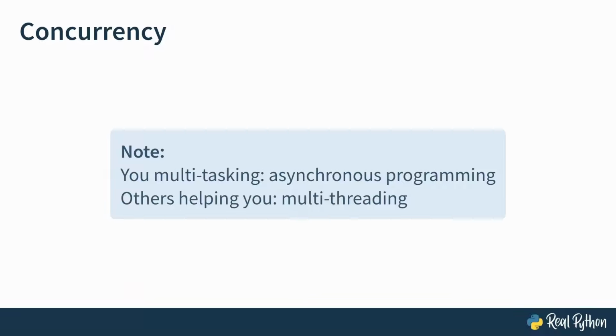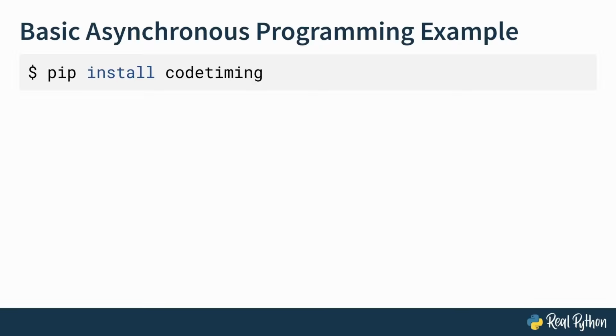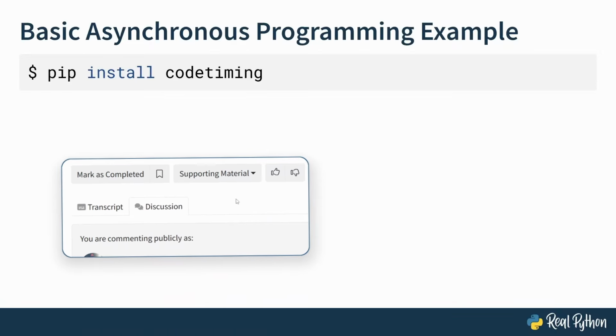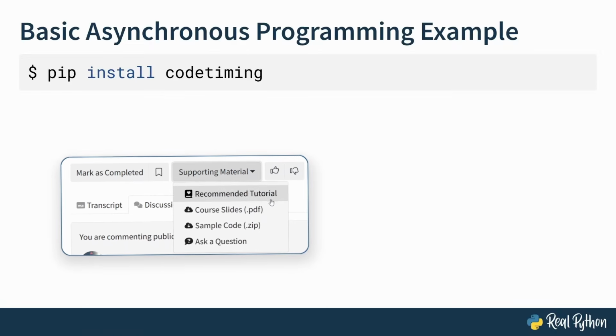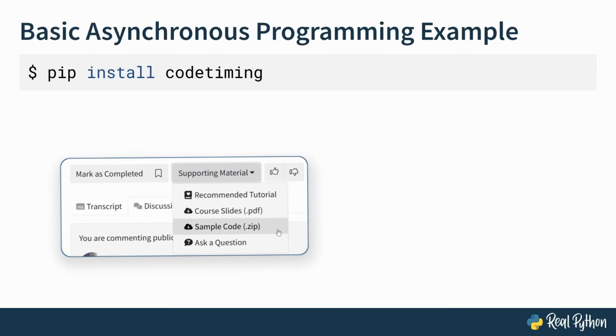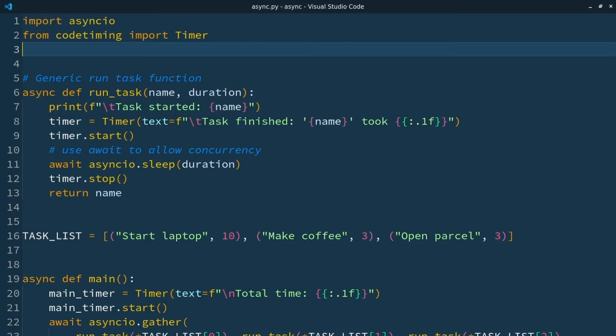In the next lesson, then, I will walk you through the code of this async programming example. So in this lesson, I will talk you through the code of the basic async programming example, and you will be using code timing. So please use pip to pip install code timing. And also, please remember that, of course, you can download the code so you can follow along more easily. And here is the code.